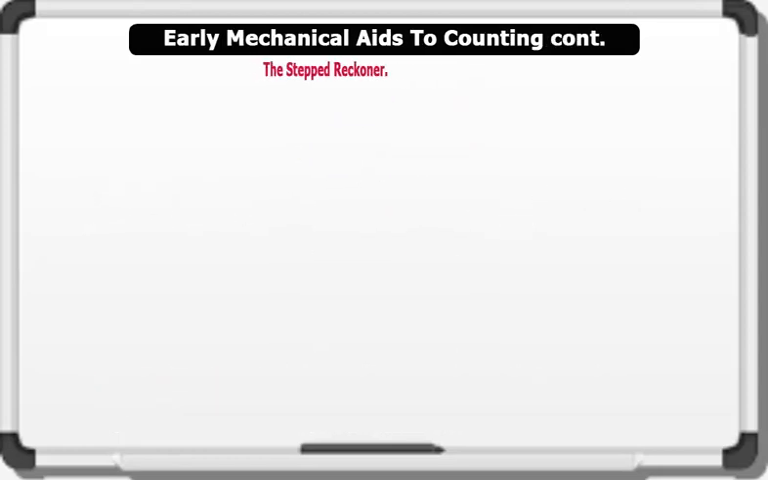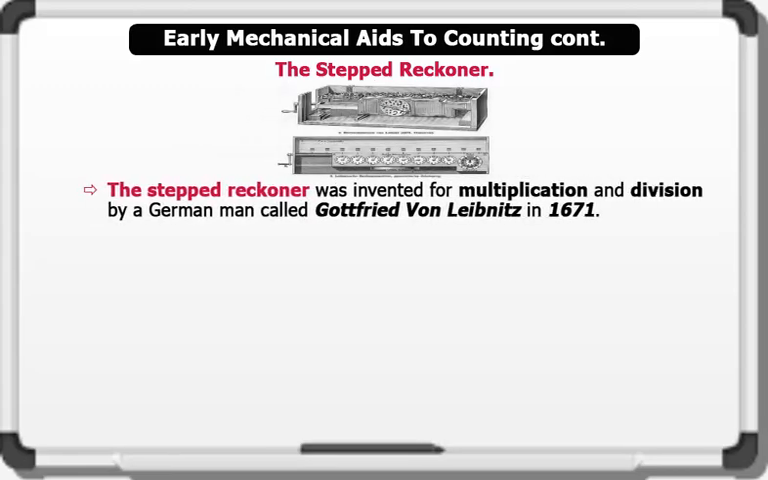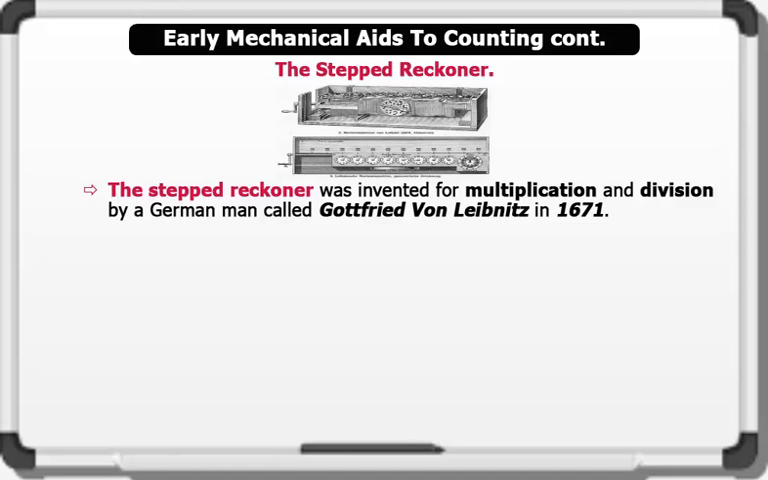3. The step reckoner. Below is a step reckoner machine. The step reckoner was invented for multiplication and division by a German man called Gottfried von Leibniz in 1671. They were also used to calculate square roots.